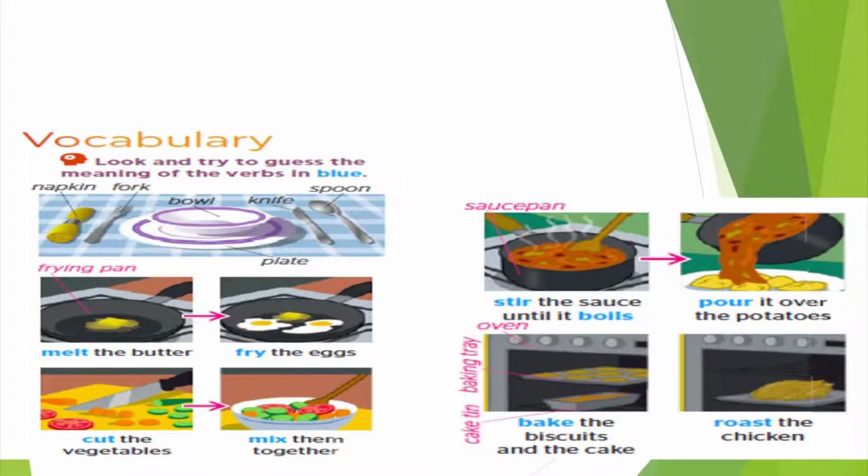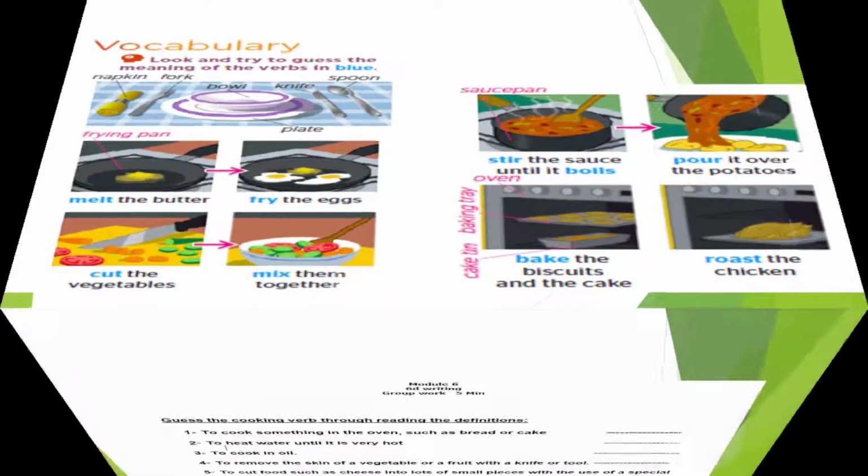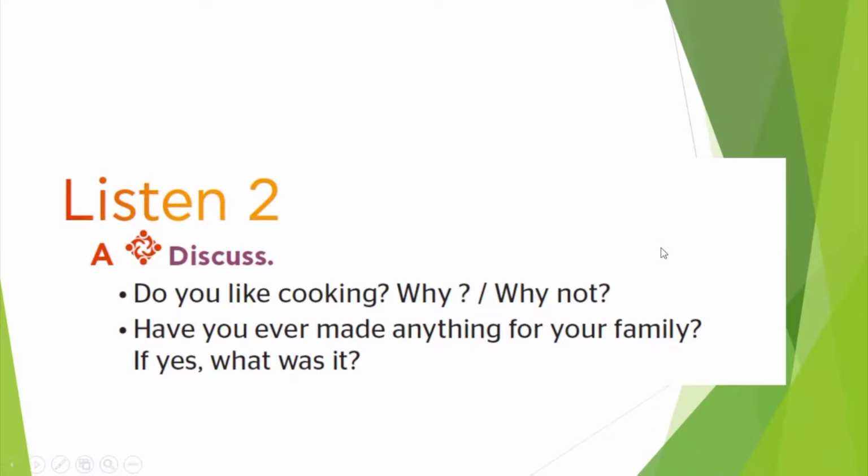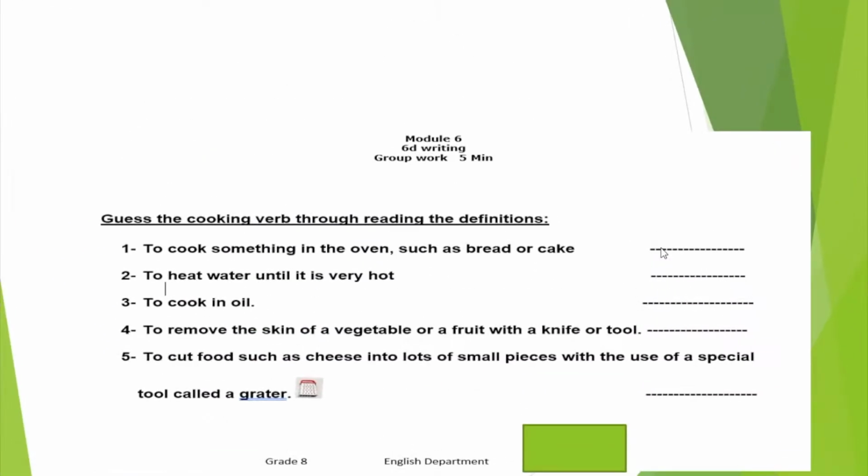Yes, melt, fry, cut, mix, stir, boil, pour, bake, or roast. Now, guess the cooking verbs through reading the definition. To cook something in the oven such as bread or cake. Yes, what's meant by that? Fantastic. It means to bake, right? To bake.